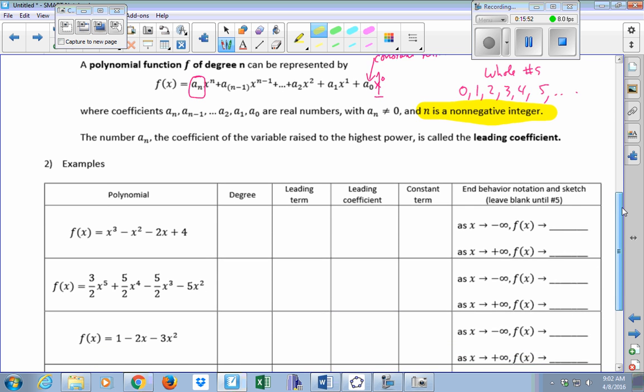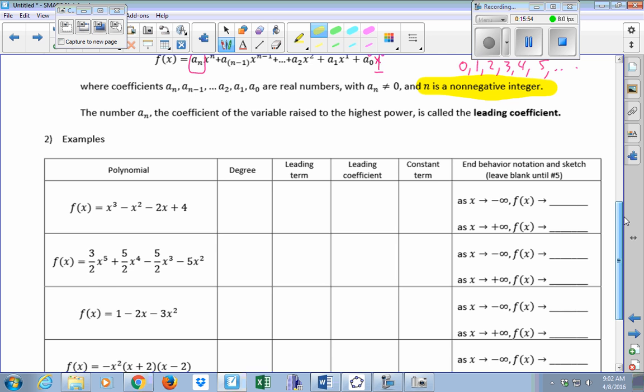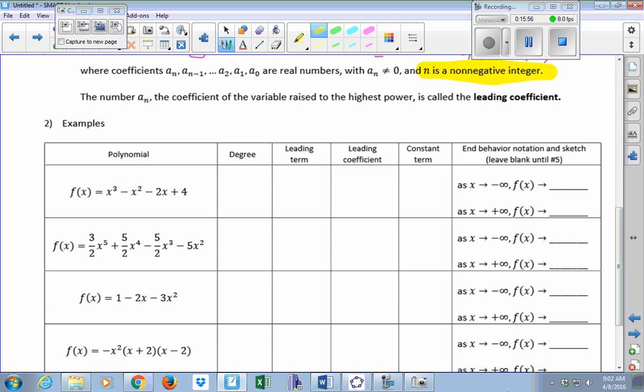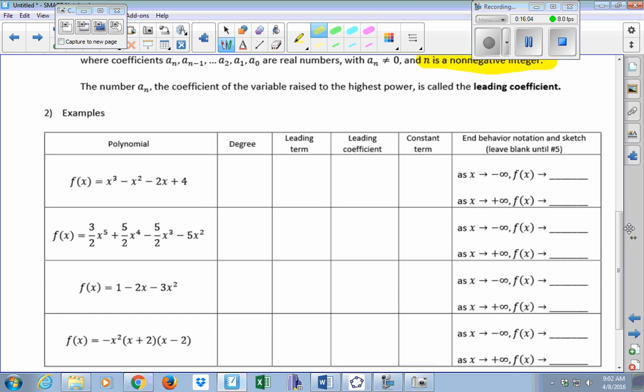So let's take a look at some of the examples that I've put down here. We're going to save this last column. We're not going to fill this in yet. But let's take a look at these polynomials and let's give them some names. So first of all, what name might you give to this polynomial? It's not quadratic and it's not linear. Do you know what we would call it, Gabe? Third degree. Yep, we could call this a third degree polynomial.